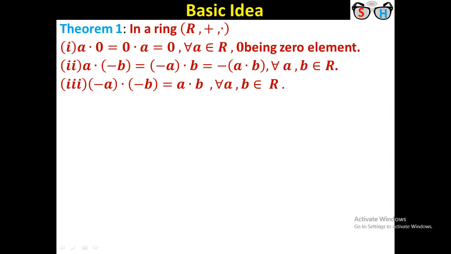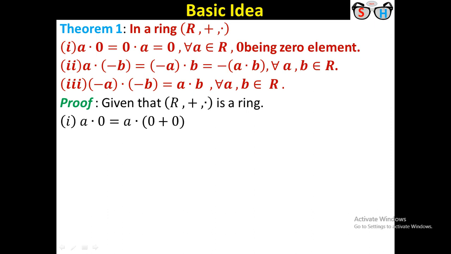At first we prove the first theorem. Given that R plus dot is a ring, now we will do the first proof. Here I write down A dot 0, A dot 0 equal to A dot (0 plus 0). I put 0 plus 0 in the place of 0 because 0 plus 0 is always 0. This is the definition of additive identity, or the property of additive identity. Okay.